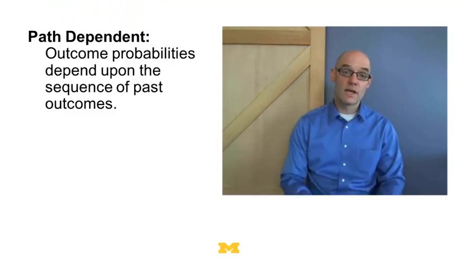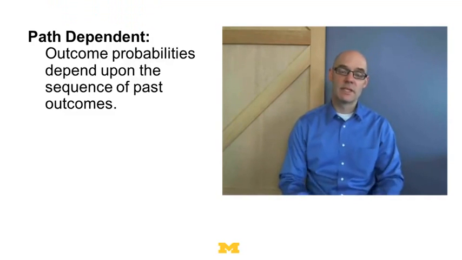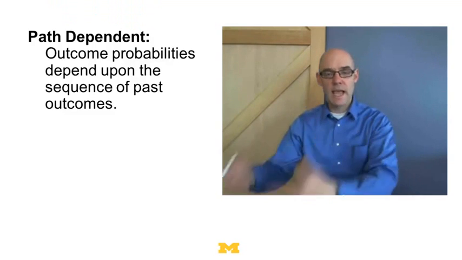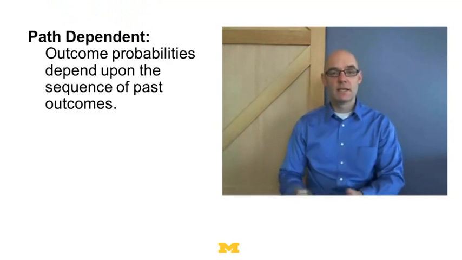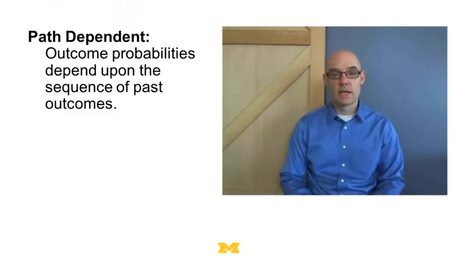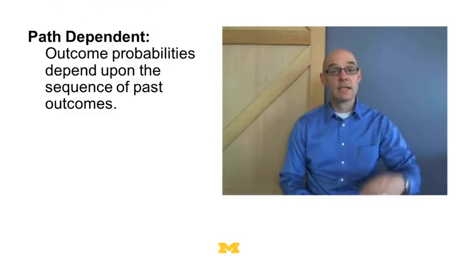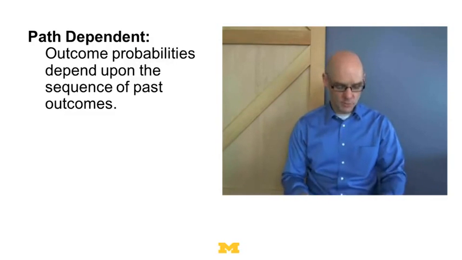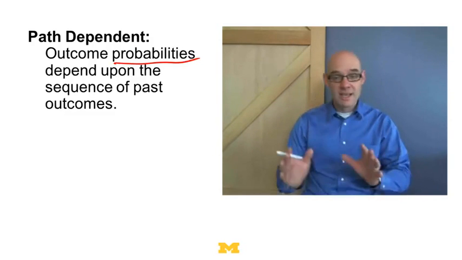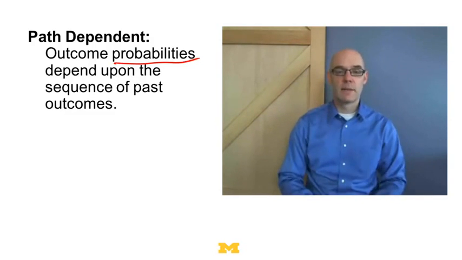So let's first define what we mean. By path dependence, what I'm going to mean is that the outcome probabilities, what's going to happen, depends on the path, the sequence of previous outcomes. So what happens in the past has an impact on it. It doesn't necessarily determine. That's why I'm saying probabilities here. It affects what's likely to happen now. So the past matters. History matters.